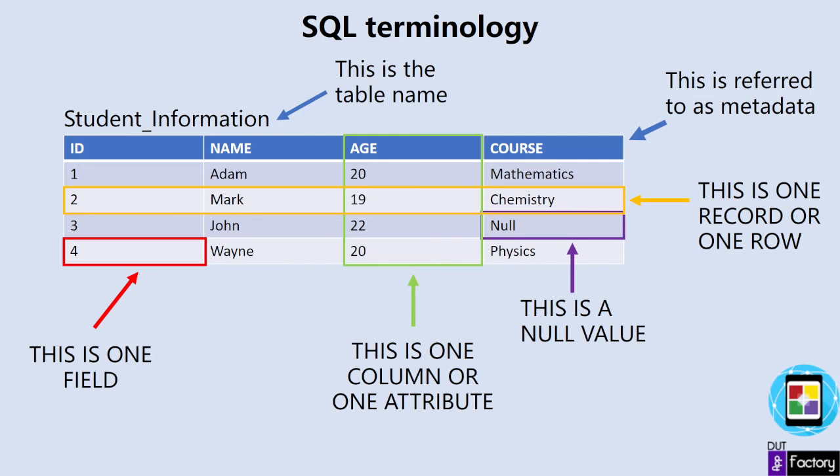Each column has a title or name that gives meaning to what data it contains and is referred to as metadata, or data about data. A single entry is referred to as a field, and if no data is available for a particular entry, then it is referred to as null.